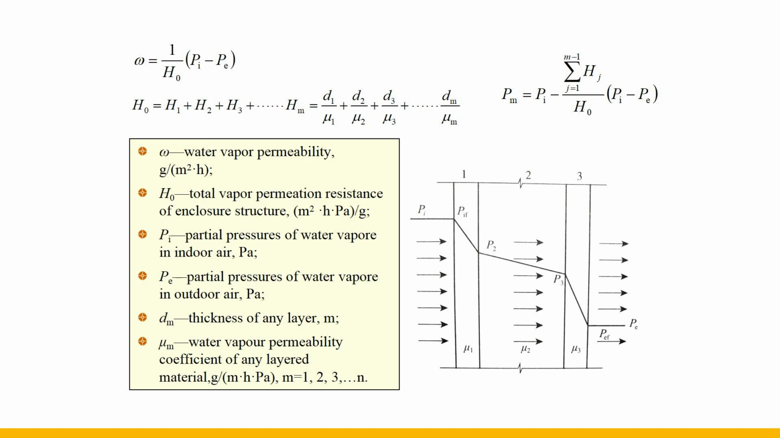The partial pressures of water vapor on the inner and outer surface of the building envelope are approximately taken as PI and PE. The calculation of the actual water vapor partial pressure inside the envelope structure is similar to the calculation of the internal temperature, except that the indoor and outdoor temperature is replaced by the indoor and outdoor water vapor partial pressure, the total thermal resistance is replaced by the total water vapor permeability resistance, and the sum of the thermal resistance of layers 1 to m, calculated from the indoor side, is replaced by the sum of the water vapor permeability resistance.